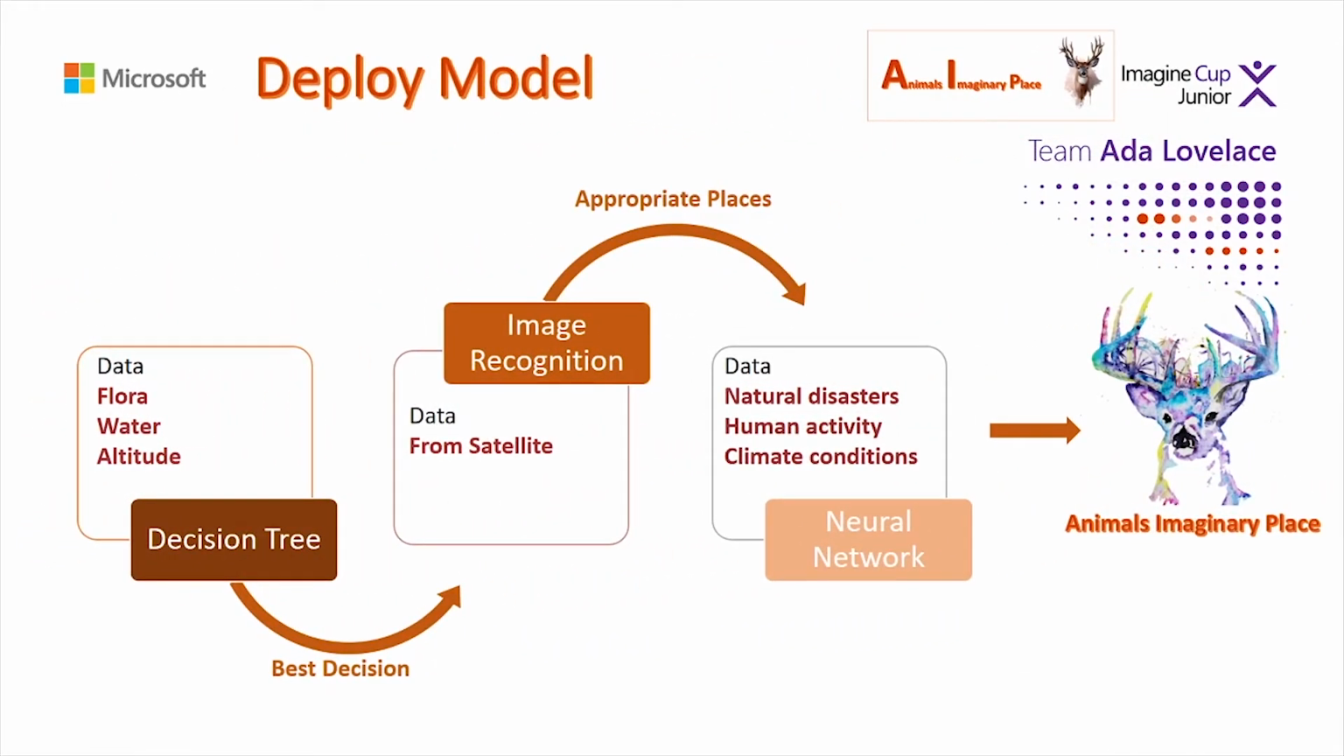Our application consists of three segments: a decision tree that searches for the best decision out of the data, an image recognition which finds appropriate locations, and a neural network which examines these to find the most ideal one.